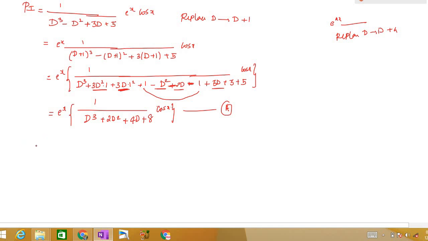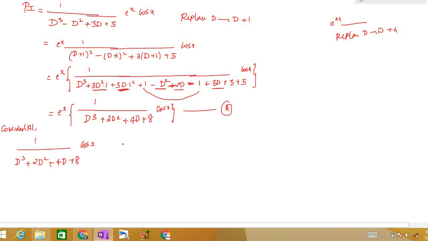Now we'll mark this equation as 1, and we apply type 2 here and then substitute the result back. So I'm going to apply type 2 here and then substitute at the end. So it is 1 by d cube plus 2d square plus 4d plus 8, cos x.